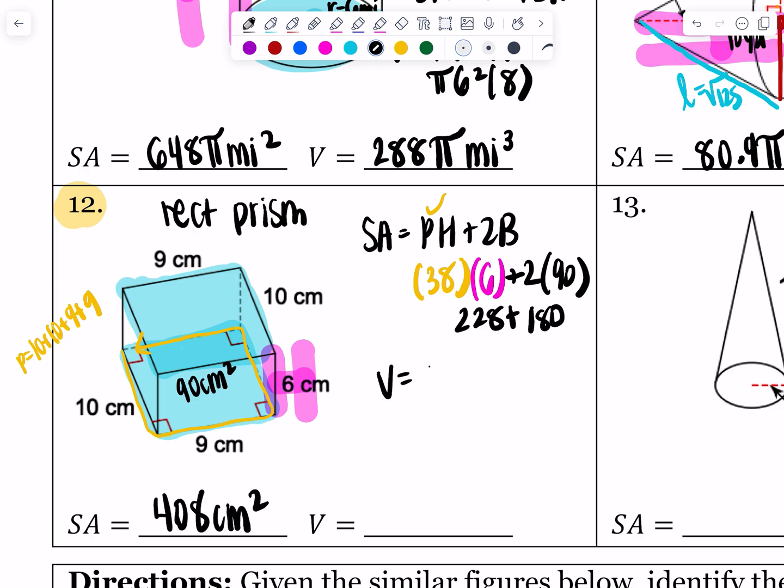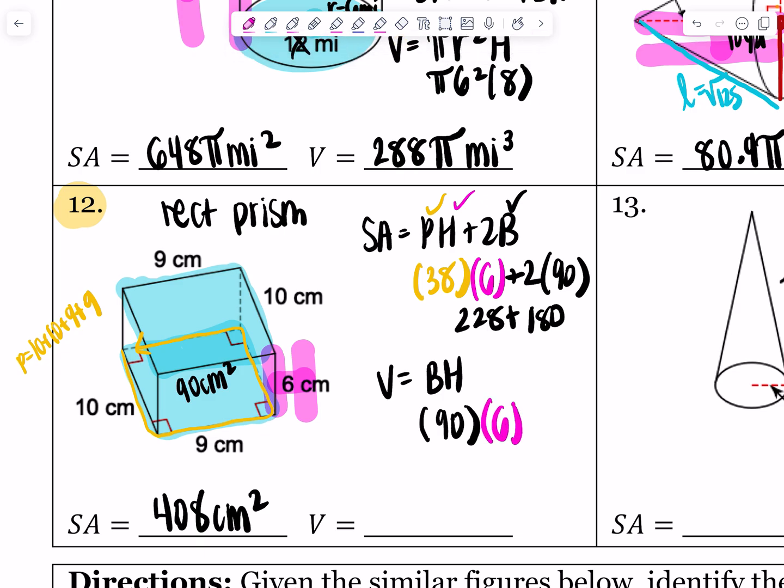Now let's find volume, which is much easier, especially once you've done surface area. And so for volume, we've got our base, we've already calculated right up here. Our base was 90, and we multiplied that by our height between the bases, which was 6. So when you do 90 times 6, what are you going to get? You should get 540. This is volume, so it's going to be centimeters cubed.